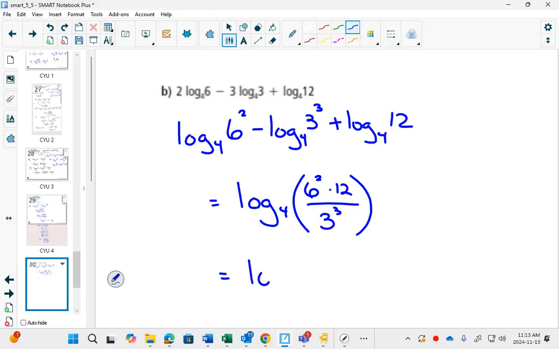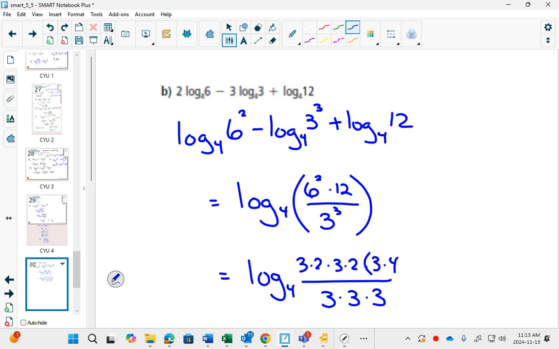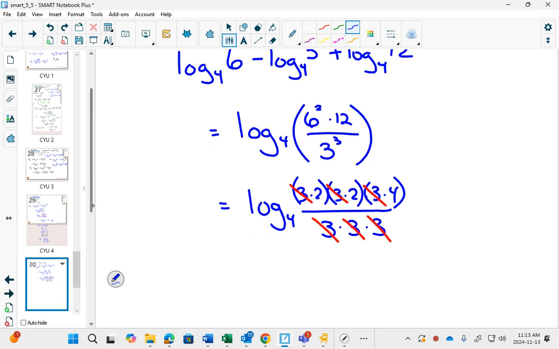And then we have to simplify this. So I was simplifying this 3 cubed. I wouldn't write 27. I would just leave it as 3 times 3 times 3. 6 squared is 3 times 2 times 3 times 2, and 12 is 3 times 4. There's a 12, there's a 6, there's a 6. And this is nice because now my 3's will, 3 divided by 3 is 1. So I can simplify all of that. And I'm left with log base 4. 2 times 2 is 4 times 4 is 16.